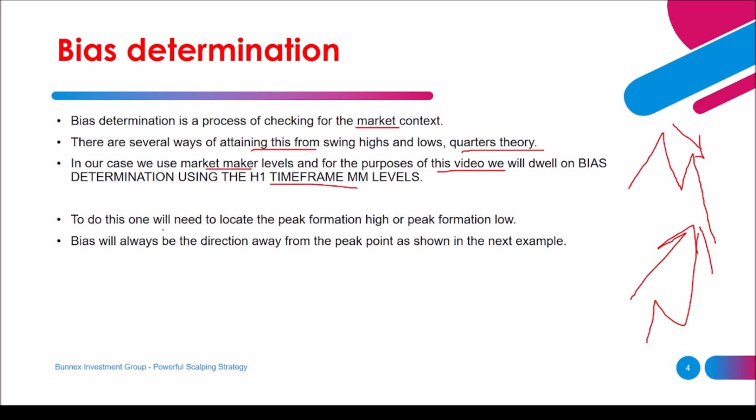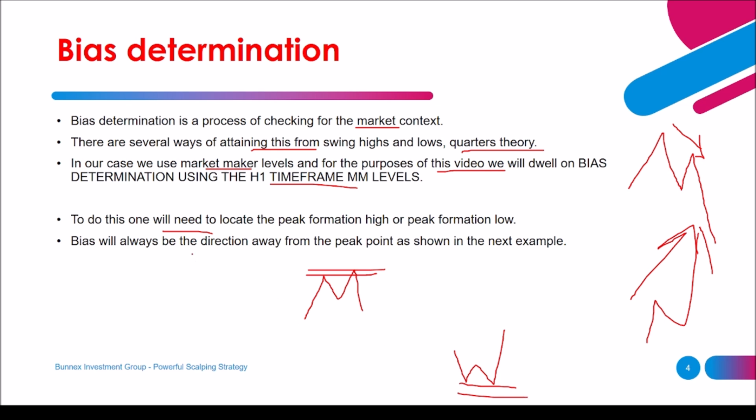To do this, one will need to locate the peak formation high or peak formation low. By that, it's probably a high of the previous week or a high of the current week, depending on which one is actually holding as the PFL or the PFH. In that case, you need to determine the peak formation high or the peak formation low that you are viewing on the charts. It's basically the highest point and the lowest point within the cycles.